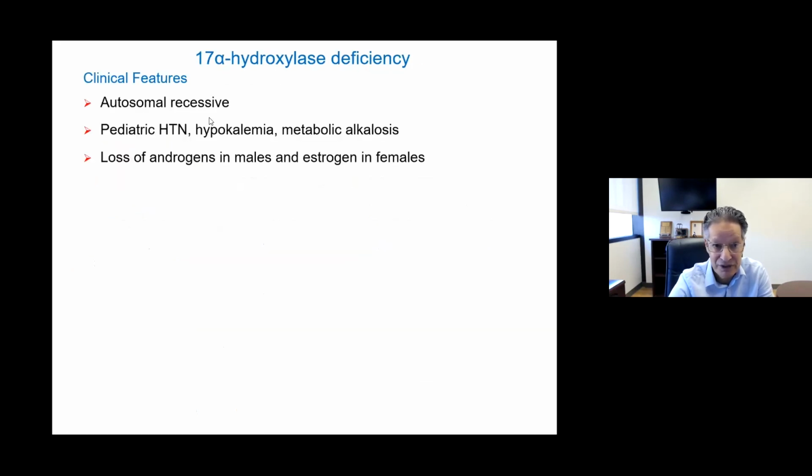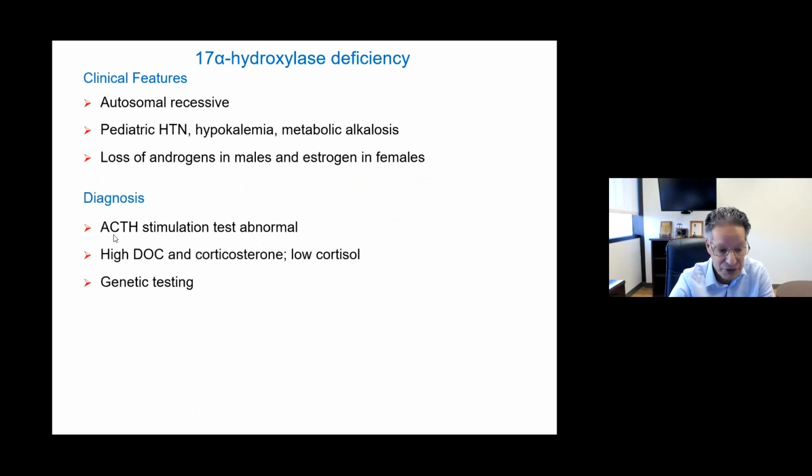So these are patients who have an autosomal recessive disorder, the same sort of thing metabolically, and the loss of androgen in males and estrogen in females is what you find. You do an ACTH stimulation test. The goal is to give about 250 micrograms of ACTH, and then 30 minutes later, you measure the cortisol level. It should be over 20 micrograms per deciliter, and these people can't make cortisol.